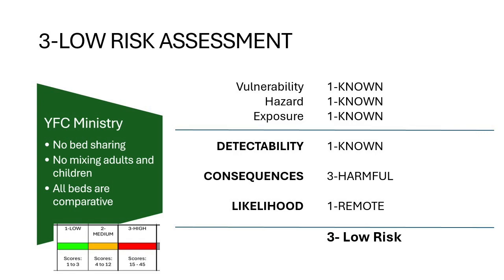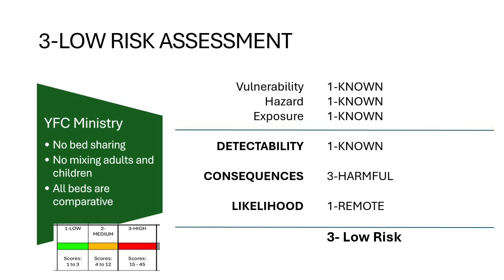The hazard posed by adults sharing the room with kids but not meant to be working with them is known because it's nil, and there's no hazard, they're not there. And the exposure is also known. There's nil exposure. So the detectability then, using the averaging formula of 1 plus 1 plus 1, 3 divided by 3, then the detectability is known.